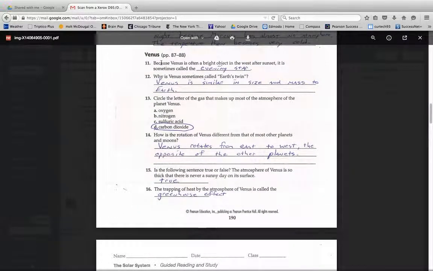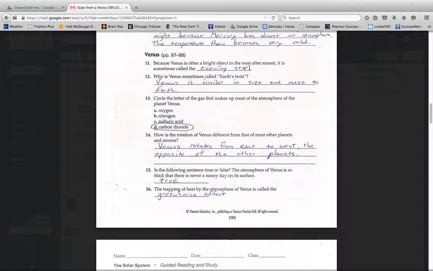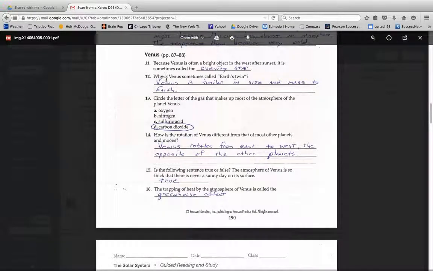11, Venus. Because Venus is often a bright object in the west after sunset, it's sometimes called the evening star. You can see it just after sunset a lot of nights, and it looks like a star, but it's really Venus. Why is Venus sometimes called Earth's twin? Because Venus is similar in size and mass to Earth. 13, most of the atmosphere of Venus is carbon dioxide. It's a very thick atmosphere.